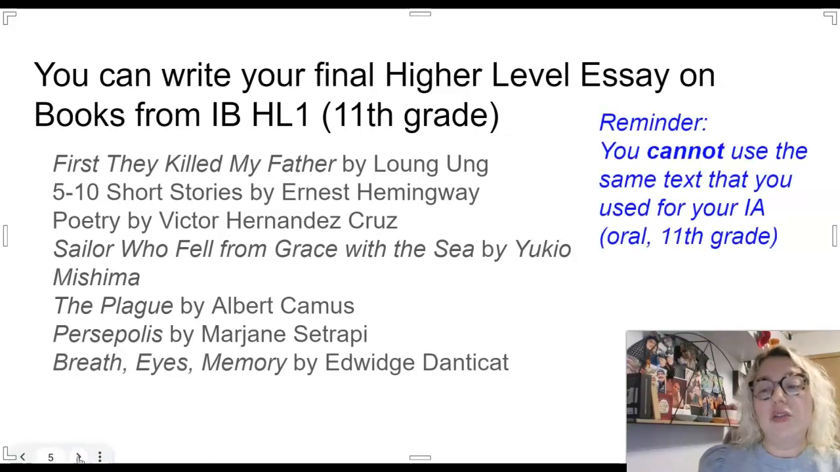Now, keep in mind, you can't use the same text that you used for your IA. So if you did your IA on Persepolis and First They Killed My Father, which I think most of you did, then you can't do your higher level essay on those 2 texts, but you could on one of the other texts.